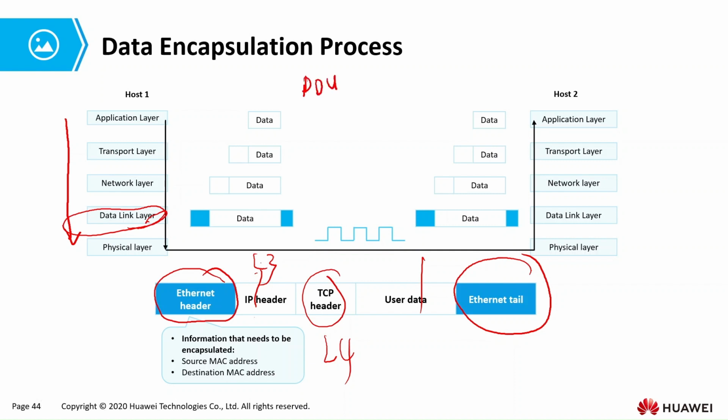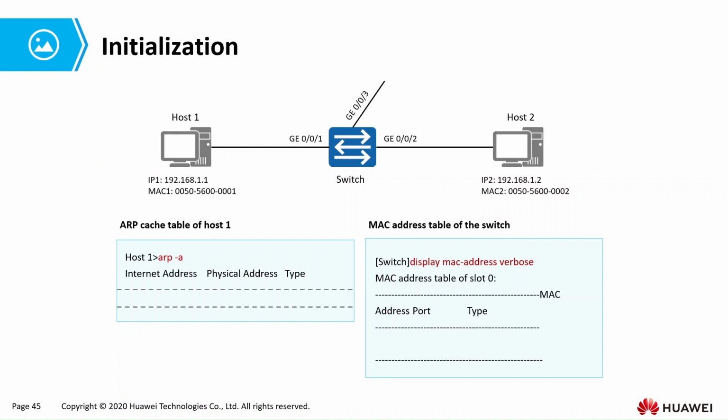Protocol data unit. Okay, so at the data link layer, we call it a frame. At the network layer, it is the IP packet. At the transport layer, we call it a segment. At the application layer, we call it data. Okay, now we're going to see the whole process.